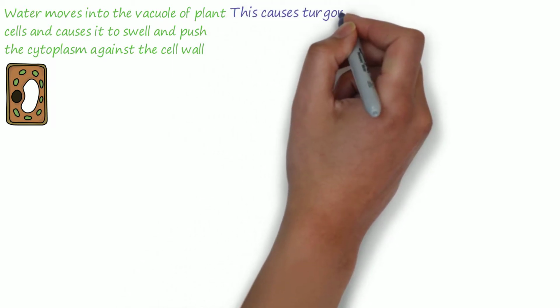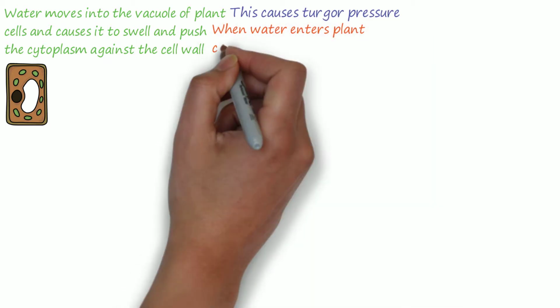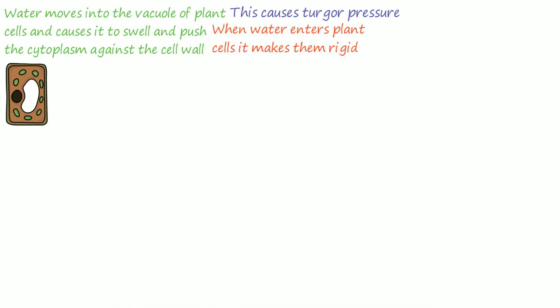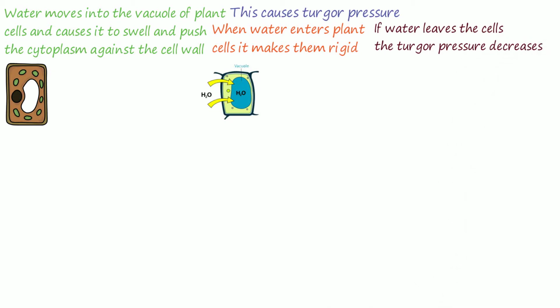If water moves into a plant cell, it causes the vacuole to swell and pushes the cytoplasm against the cell wall. This causes a pressure to build up, and this pressure is known as turgor pressure. The cell wall prevents the cell from bursting. When water enters plant cells, it makes them rigid.